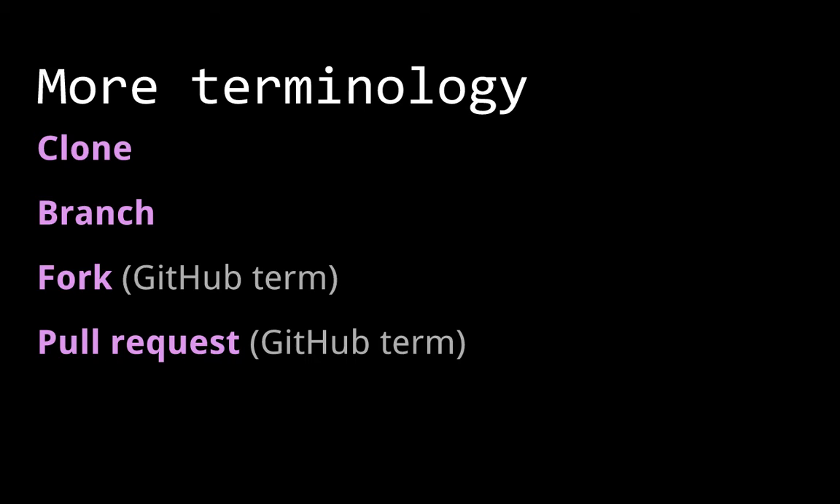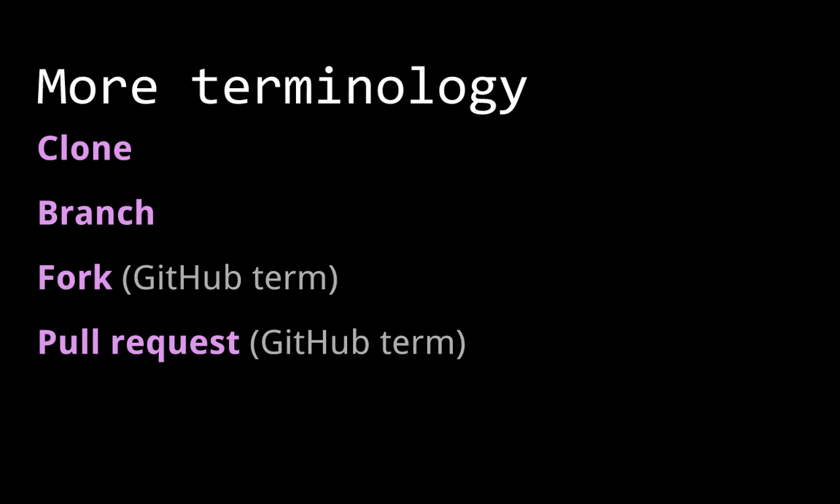Branches are used to create a parallel history of the code in order to develop new features, experiment with ideas, or fix bugs without interrupting the code in the main history. I'll discuss branches in great detail in just a few slides.